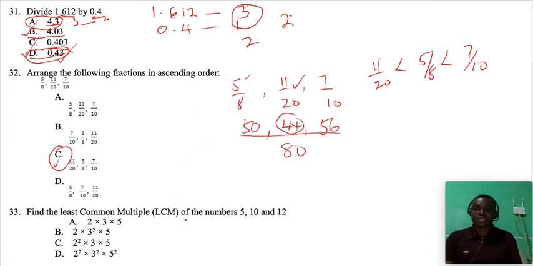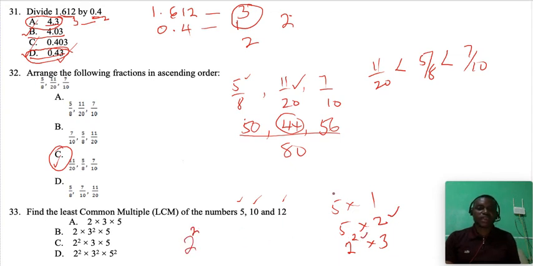Then question 33. You have to find the LCM of 5, 10, and 12. Let's express each in terms of product of prime factors. 5 is 5 times 1. Then 10 is 5 times 2. Then 12 is 2 squared times 3, because 2 squared is 4. For the LCM, we pick the numbers with the highest powers. Let's start from 2: 2 and 2 raised to the power 2. Which one is the highest? It's 2 squared.